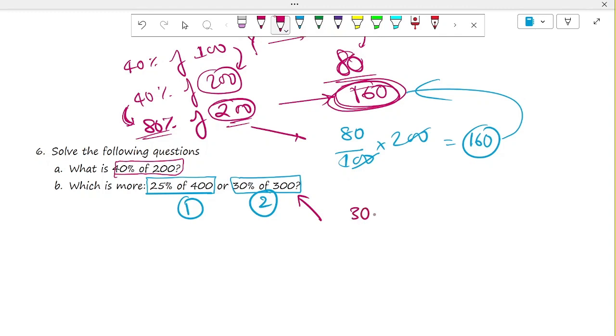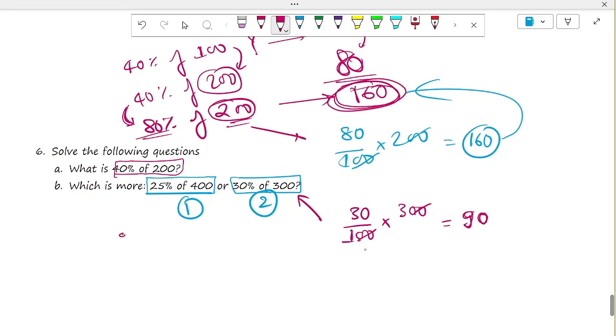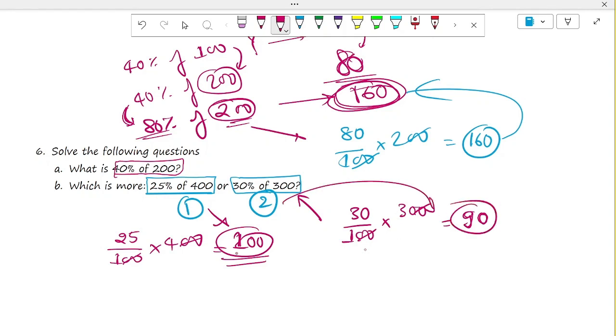So this is 30% of 300. This will be equal to what? Equal to 90. Okay, I got one answer. 25% of 400. First is greater. Yes. You say 25 by 100 into 400. This will be equal to 25 into 4 is 100. So for the first one we have got 100. For the second one we have got 90. So obviously the first one is greater. So the answer is first one.